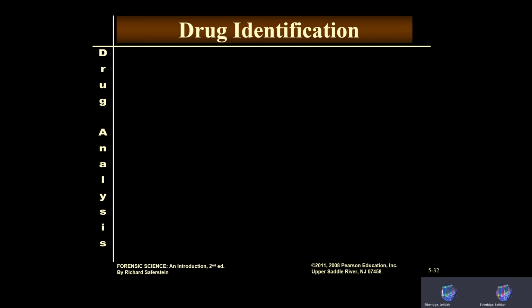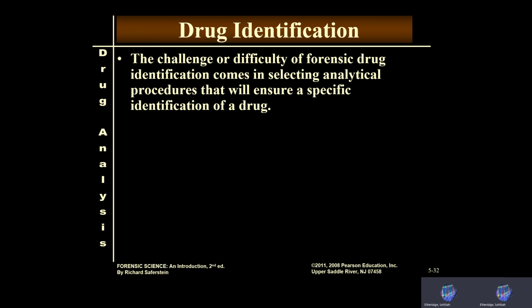Okay, let's flip over to drug identification. The challenge of forensic drug identification is that you need to select a certain procedure to identify a specific drug. There are certain tests that are specific to only one drug. So if you were to get a sample from a crime scene of a white powder and you didn't know what it was, you would have to put it through all of the tests until you figured out which one it is. Sometimes you get lucky and it's that first test. Sometimes not so lucky, and it ends up being the 10th test.